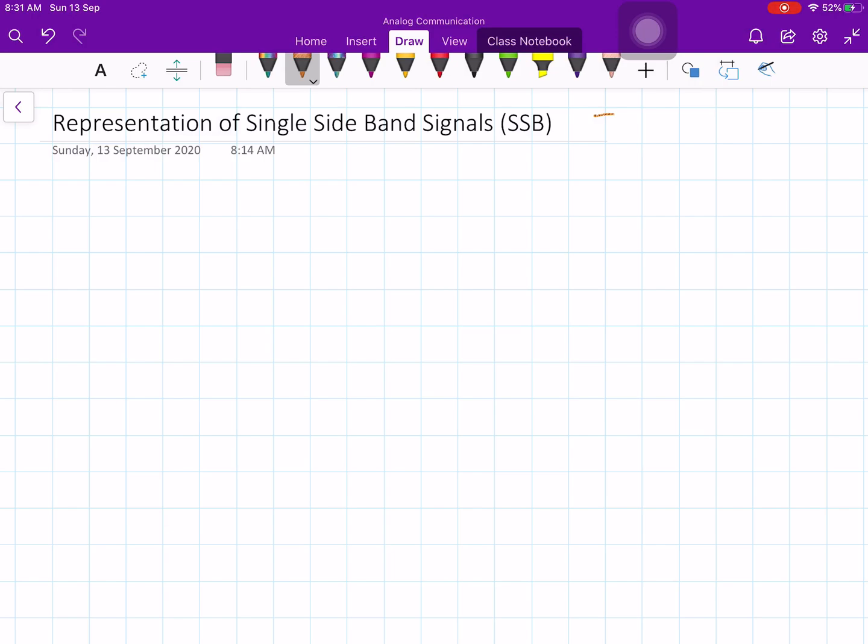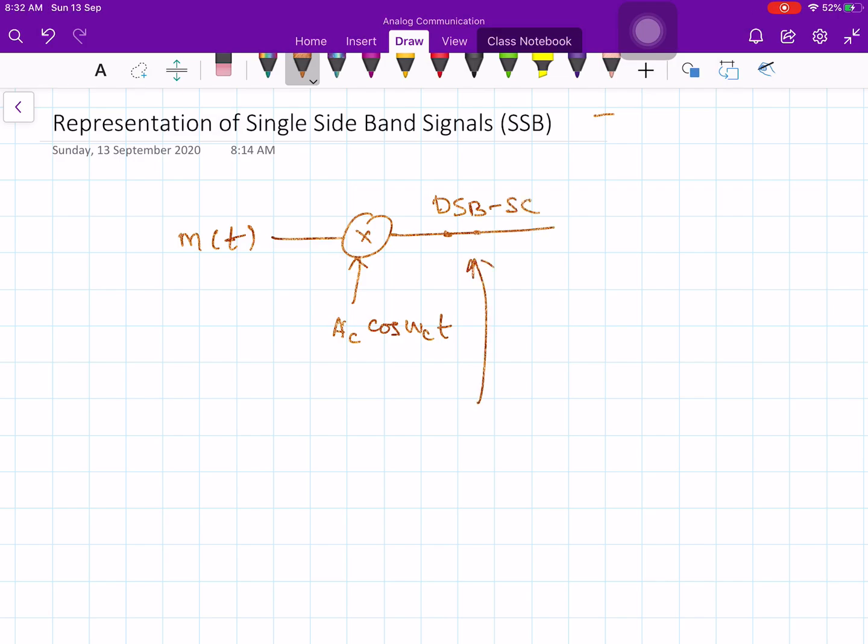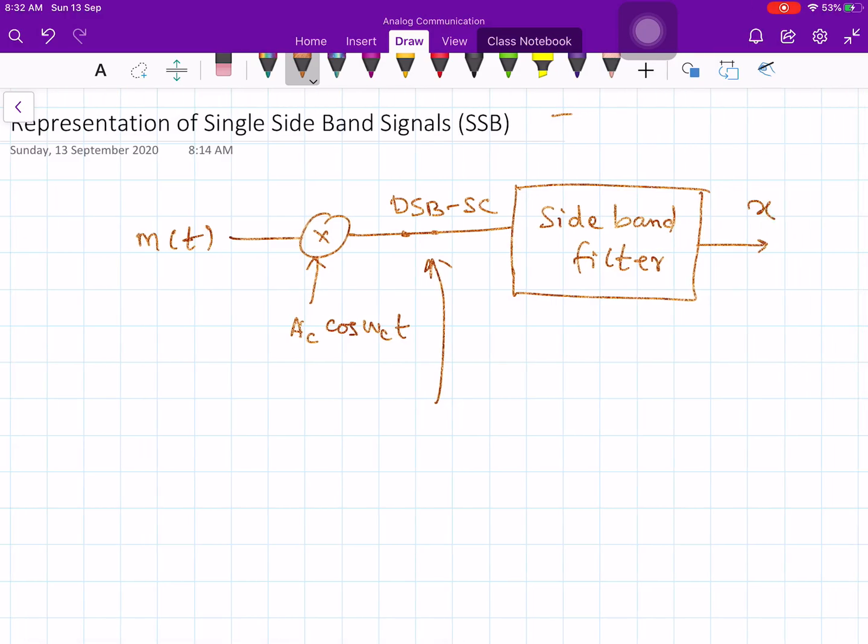For example, you have the message signal m of t and this one is modulated by your carrier, let us say Ac cosine omega c t, and this is your double sideband suppressed carrier. That means at this point you have double sideband. I need to remove any one sideband, right? Either you remove the upper sideband or you remove the lower sideband. You put a sideband filter. The sideband filter removes any one of the sidebands based on the type of filter that you employ there. So, this is your single sideband filter.